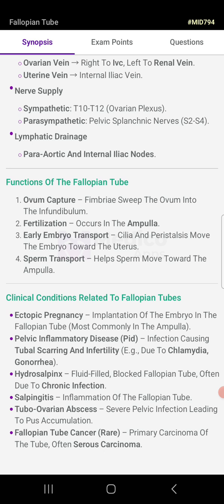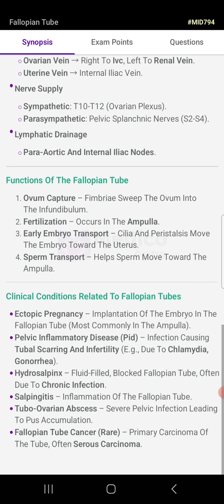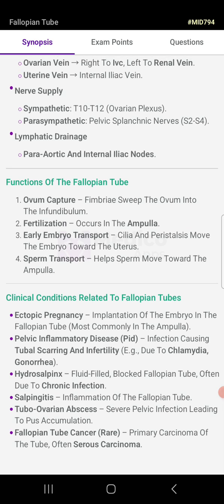Clinical conditions related to the fallopian tubes: ectopic pregnancy, implantation of the embryo in the fallopian tube, most commonly in the ampulla. Pelvic inflammatory disease, infection causing tubal scarring and infertility due to chlamydia and gonorrhea. Hydrosalpinx, fluid-filled blocked fallopian tube, often due to chronic infection.